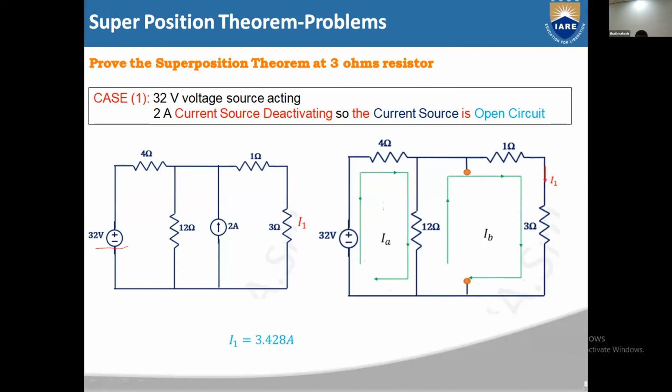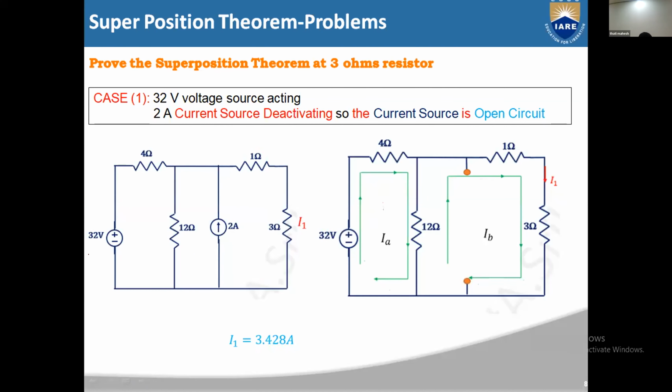This is your total circuit diagram. In this diagram, they are asking the current across the 3 ohms by using the superposition theorem. When you go for the superposition theorem, first you have to identify the number of sources. Here 32 volts will be there, 2 amps will be there.